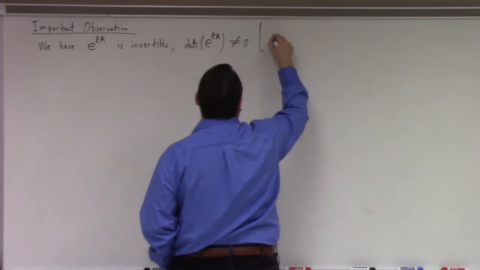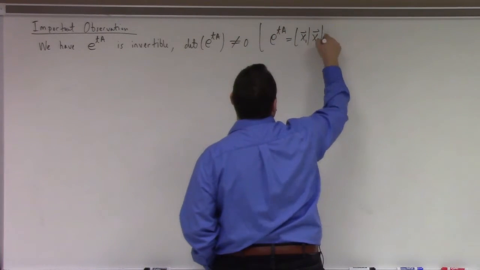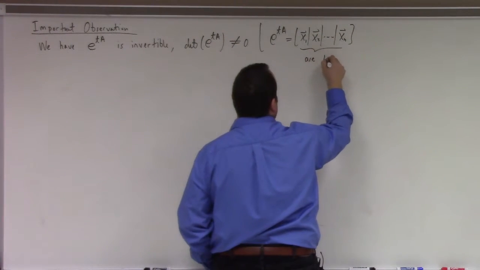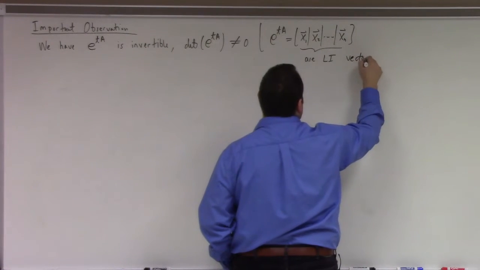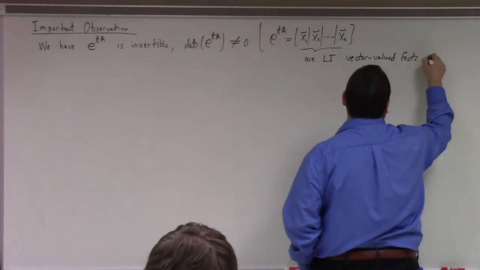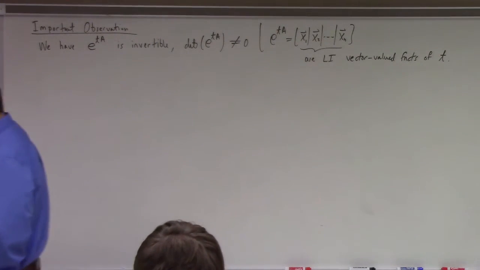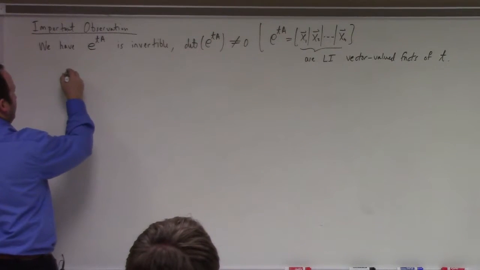And so what that means is if we look at e to the ta as being, say, x1, x2, xn, then these are linearly independent vector valued functions. So we've already got that the columns of the matrix exponential form a linearly independent set of functions. The question is, are they interesting? Well, let's try it out. What happens if we differentiate the matrix exponential?